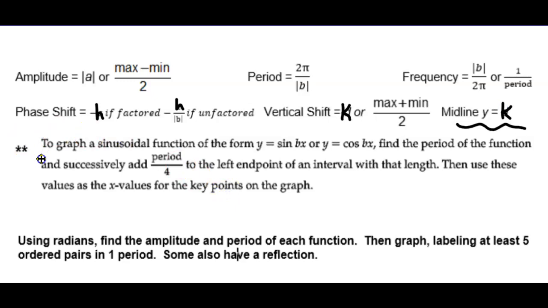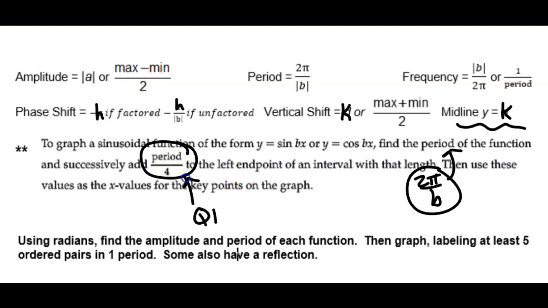All right, this is the last important thing before I quit this little video. To graph a sinusoidal function, find the period, which would be 2 pi over b, and then add the period divided by 4 to find the quarter points. You would add those on if you had a phase shift, but that's not today. So we're going to use radians. We're going to find the amplitude and the period, and then we're going to graph, labeling at least 5 ordered pairs. And some of these also have a reflection.